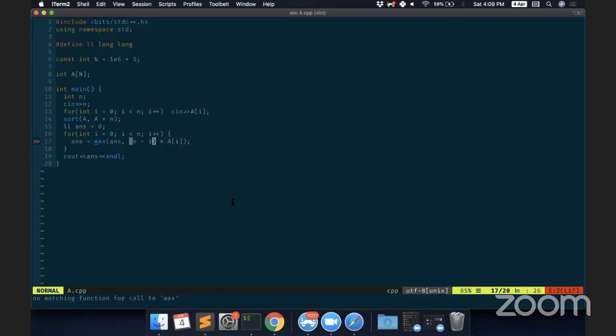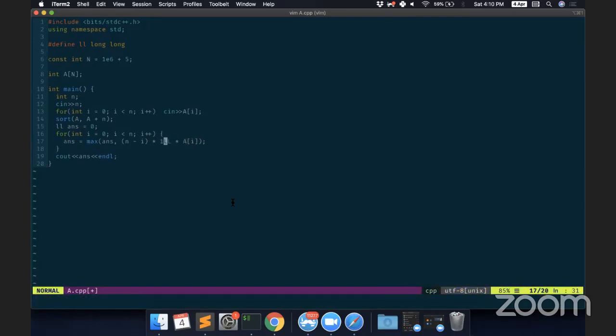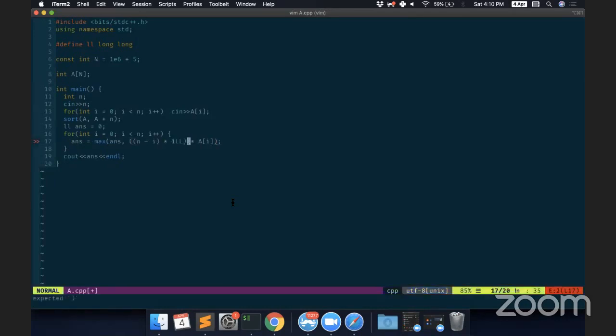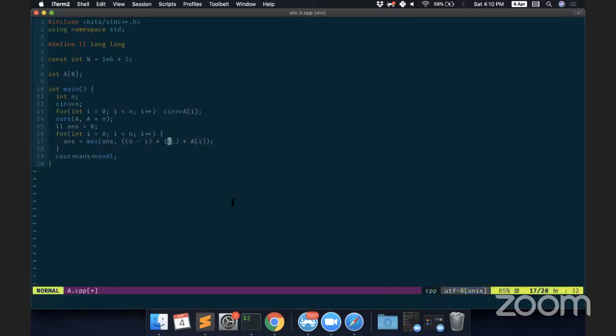And also notice that here n minus i is an integer, a[i] is an integer. So to avoid an overflow, you need to add a 1LL. When you add a 1LL in between, n minus i gets multiplied by 1LL and it gets typecast to a long. Then when a long, that is this entire thing, gets multiplied by a[i], it's basically a long multiplied by an integer, and the integer gets typecast to another long. That's why this thing works.